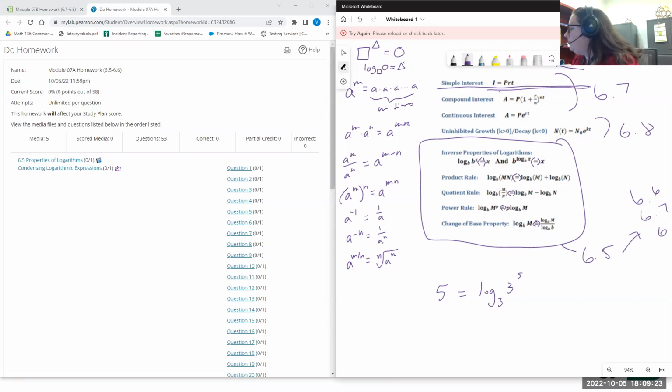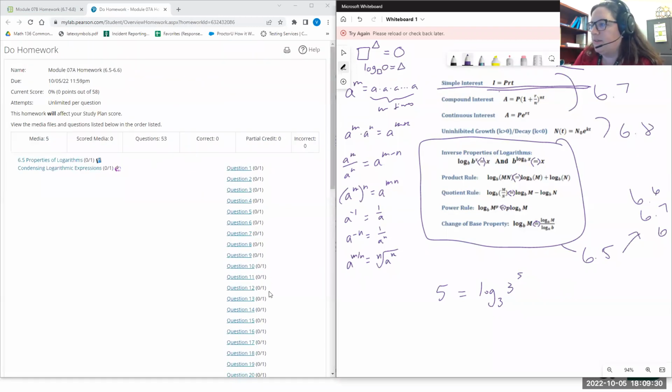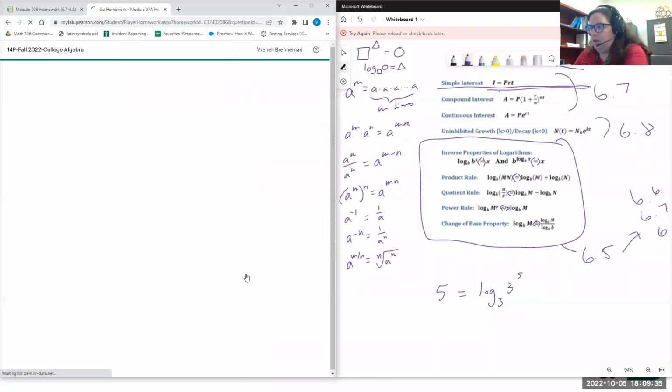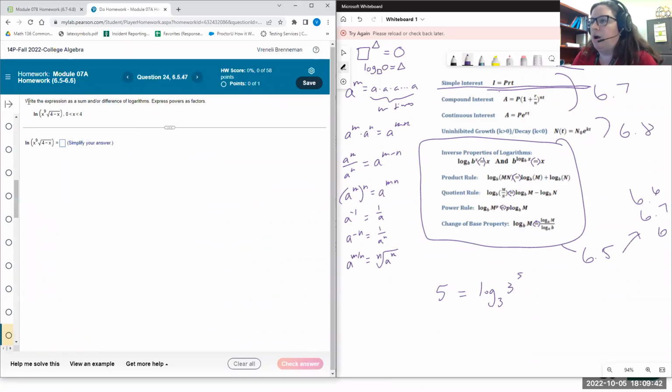All right, so we're going to look at some examples of using these log properties. Starting with the module 7a homework, I'm going to start with question number 24. In this question, it says write the expression as a sum and or difference of logarithms. So we're expanding this out so that we don't have any multiplication or division or powers left inside the logs. All of that has been expanded out into separate logs.